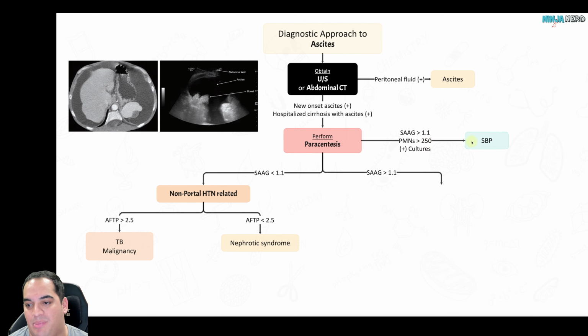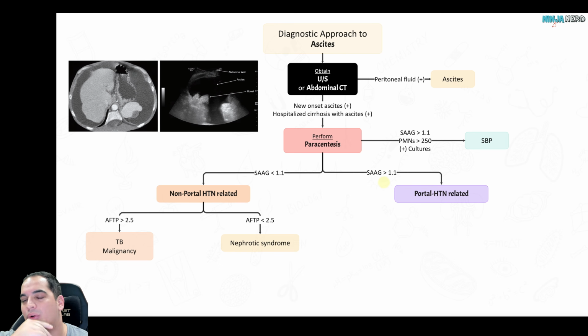Now, what if I get a SAG greater than 1.1, but the PMNs are less than 250, so I don't think it's SBP? I definitely have to say with this scenario that it only means that the ascitic albumin is low. So it has to be portal hypertension related. It's all hydrostatic pressure pushing fluid out. That's not a lot of albumin though. Okay, well then I have to think about this. I know that this is either due to a pre-sinusoidal, a sinusoidal, or a post-sinusoidal obstruction.